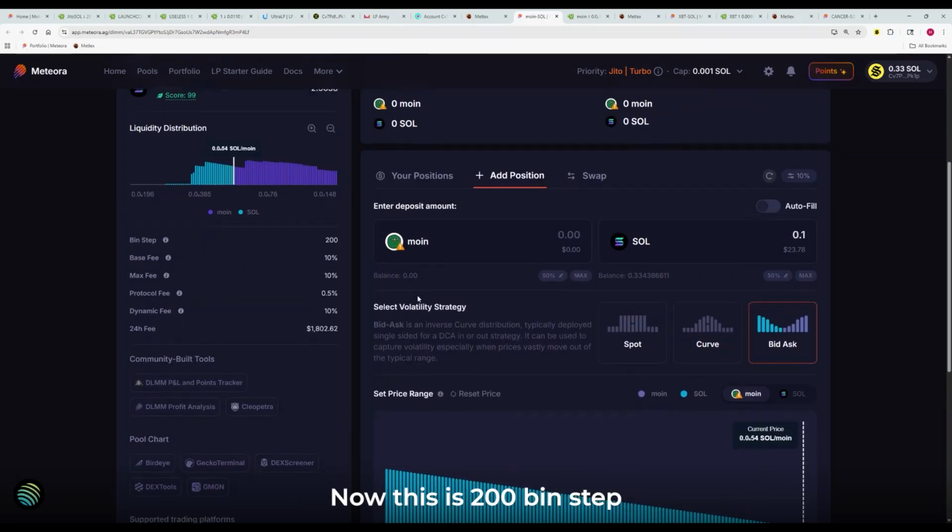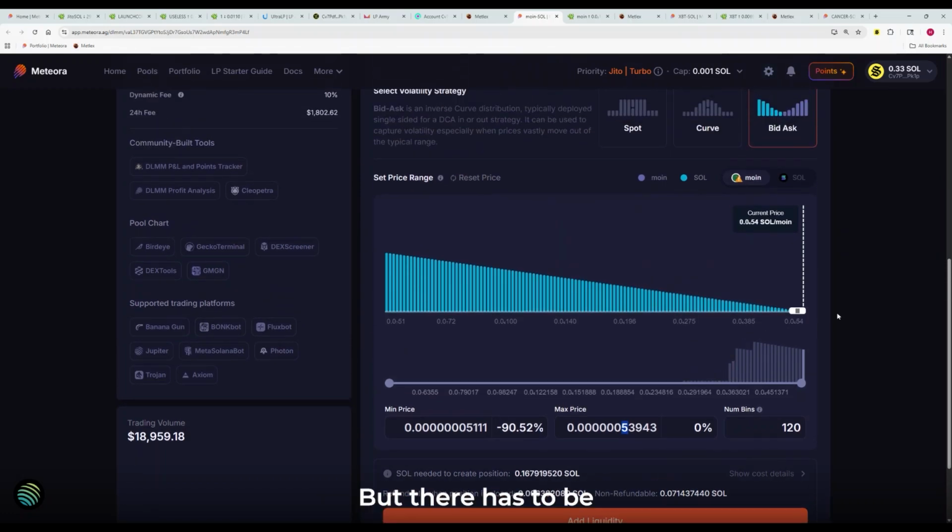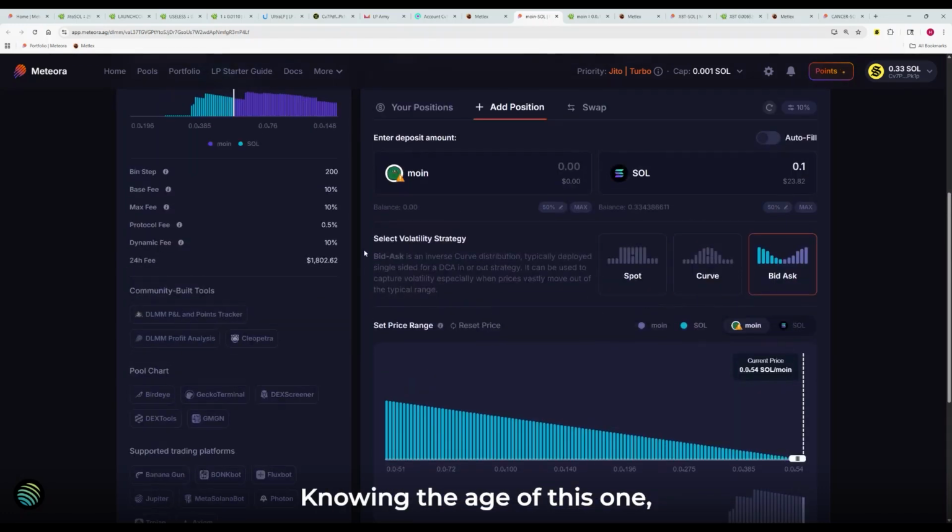Now, this is 200 bin step, so it's only going to require 120 bins to cover that much range, but there has to be a lot of price impact for it to move to the next one on this one. Knowing the age of this one, it may be time to move to a smaller one, but this is really just not that good of a token overall.